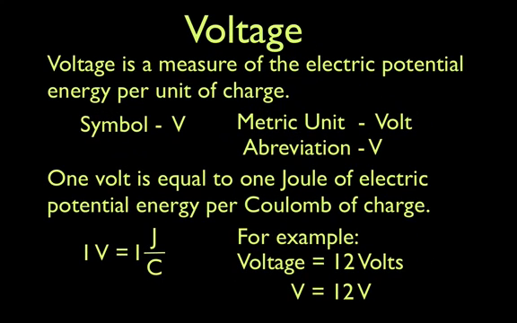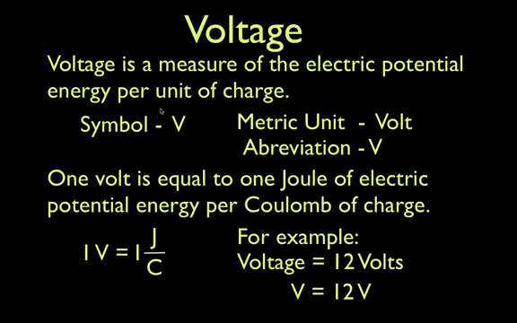Okay, now voltage is simply a measure of the electric potential energy per unit of charge. I just like to think of it as how much energy the electrons have. Is it a 9-volt battery? Is it a 12-volt battery? Is it a 1.2? Is it a 10 or 12 volt power supply? Voltage is just the amount of energy per unit of charge. The electric potential energy is measured in joules. The unit of charge is the coulomb, so volts are measured in joules per coulomb, energy per unit of charge.